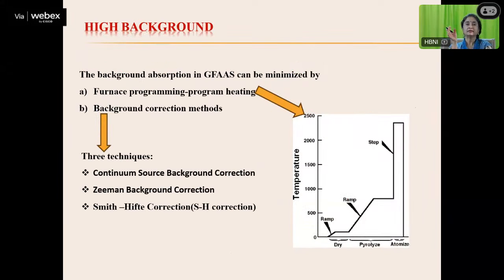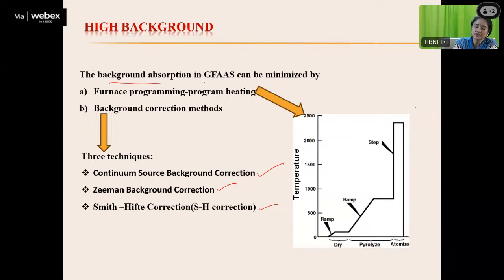Now, because of the high background, as I have told you, we can use background correction methods. There are various types of background correction methods that I'm not going to discuss in detail. If you require, I can send you the PDFs for that, so you can mail me if you want it. These are the continuum source background correction, Zeeman background correction, and Smith-Hieftje correction. For all of these, I can send you the PDF files or reading material, but you have to mail me for that.